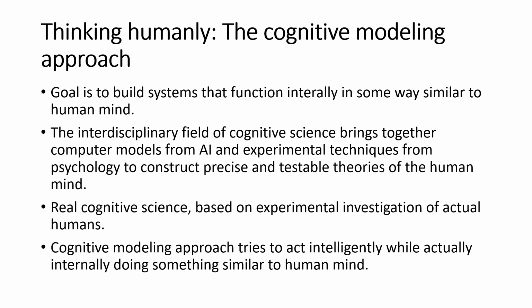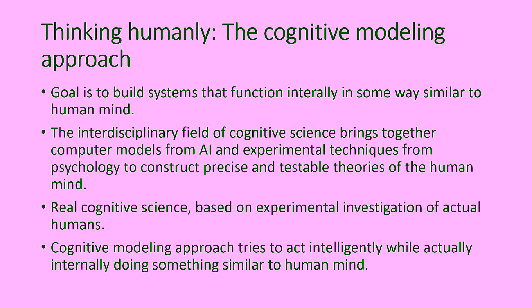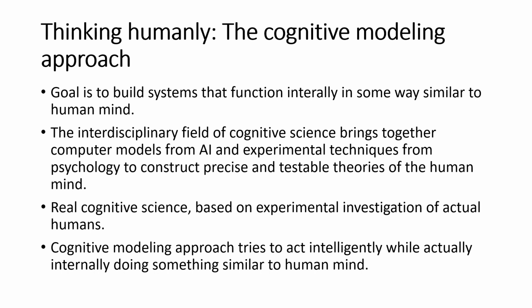The first one is thinking humanly. Thinking humanly means make machines think like humans think. Here the goal is to copy the human thought process. So this approach focuses on simulating the human thought process, how the human thinks. The same way, the machine should think.